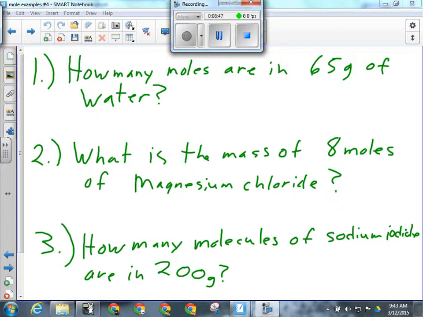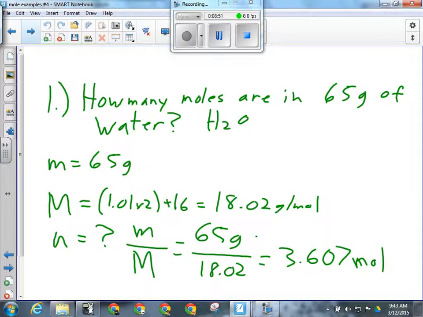Okay, let's have a look at number 1 here. Okay, so for number 1, we're told that we have 65 grams. Obviously, question number 1 is an example of the easiest kind. We're only looking for the number of moles. We're told the mass, we're told the material. So we write down our givens here. We've got a mass of 65 grams.